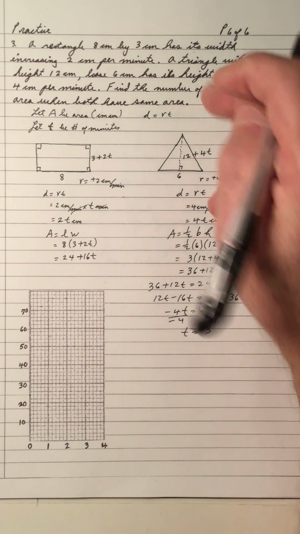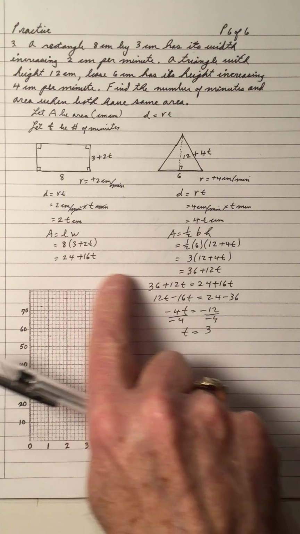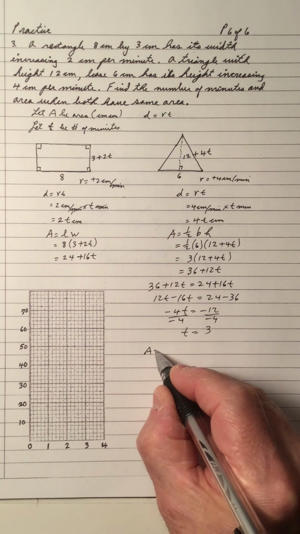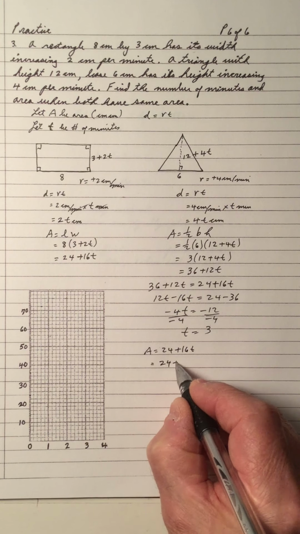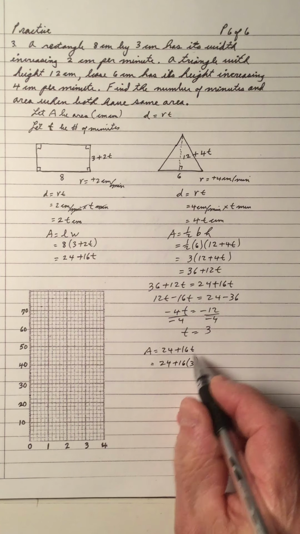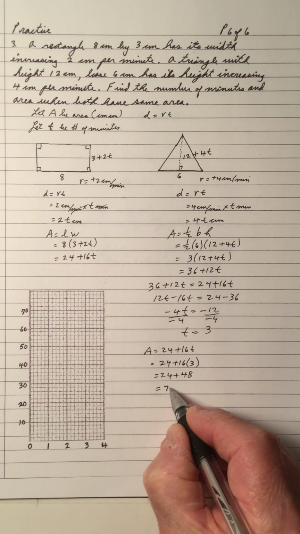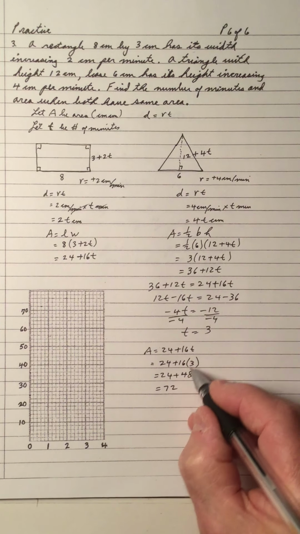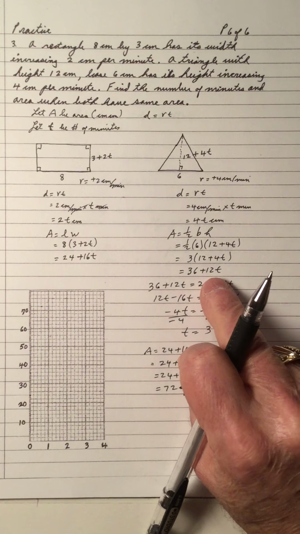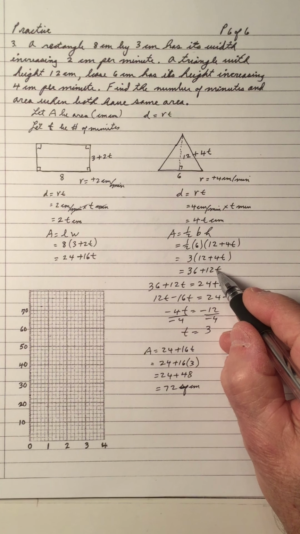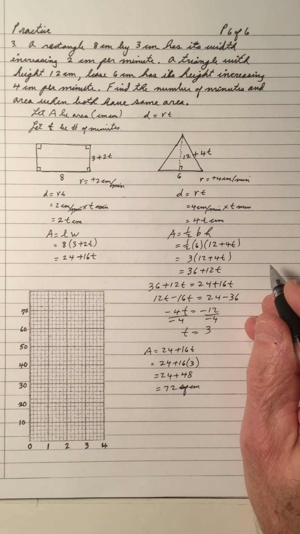That's what it's saying. And it says find the number of minutes and the area. Well, if I put 3 into either one of these two, it makes no difference. The area of the rectangle is 24 plus 16t, so 24 plus 16 times 3, 24 plus 48, 72. And that's in square centimeters. And if I put 3 in here, I'll get 36, and 36 and 36 is 72. So in 3 minutes, both of them have the same area.